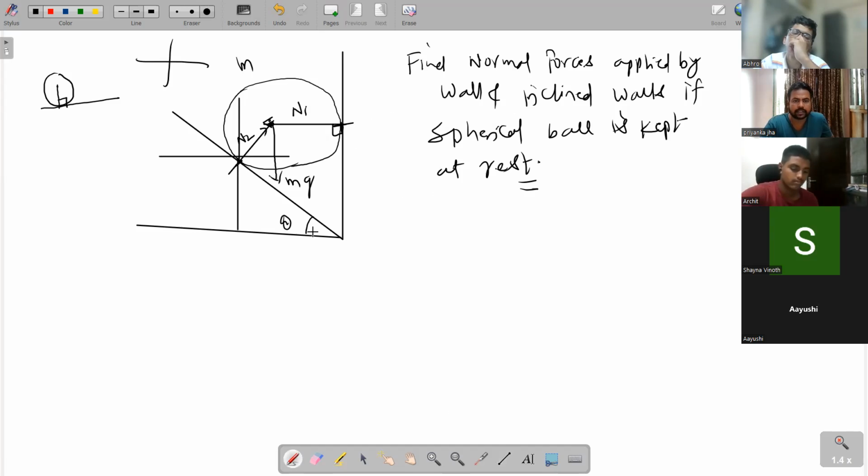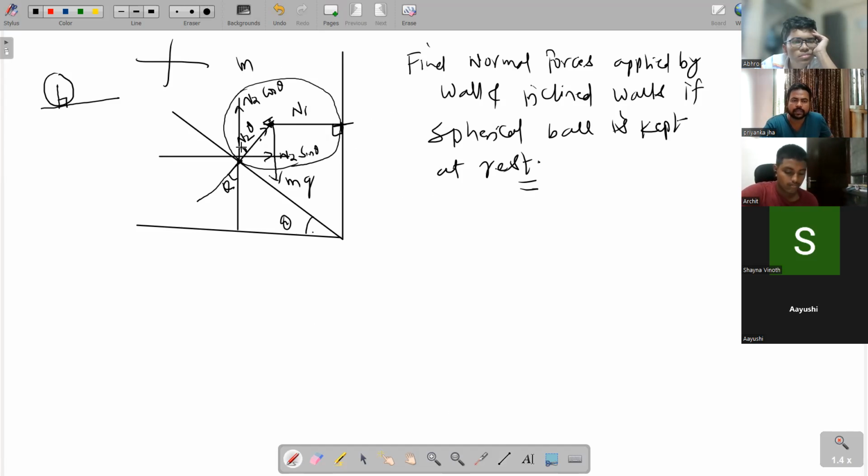Now see, this angle is theta. So this angle will be theta. So normal is this, and this angle is theta. So this will be normal N2 cos theta, and this will be N2 sin theta.